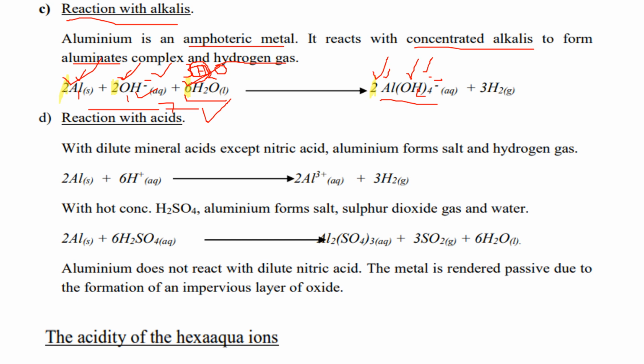So let's proceed. Now in proceeding, we are going to be looking at reactions with acids. Now in reactions with acids, we are saying that with dilute mineral acids, except nitric acid, aluminium forms a salt and hydrogen gas. So aluminium does not react with nitric acid at any conditions, but with other acids like HCl and sulfuric acid, aluminium will react to form a salt and hydrogen gas. Any salt that is being formed will depend on the nature of the acid you are using.